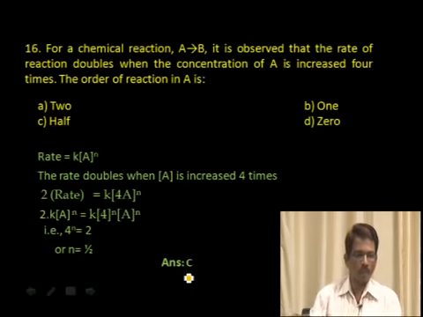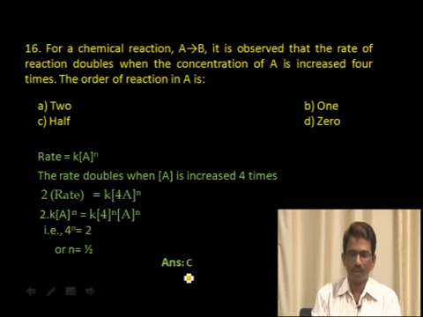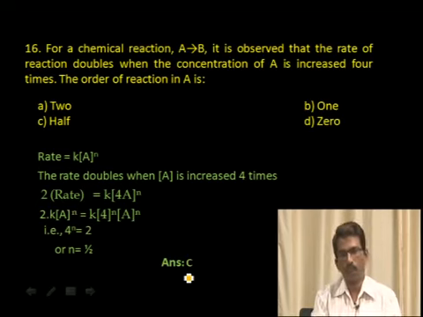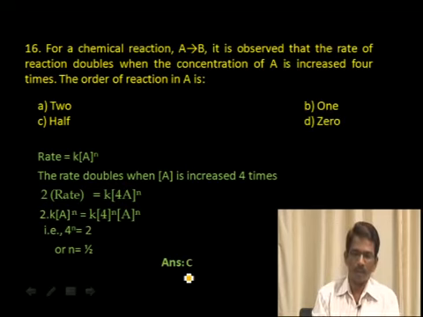Now, if we move on to question number 16, for a chemical reaction A to B, it is observed that the rate of reaction doubles when the concentration of A is increased 4 times. Normally, when the concentration of reactant is increased 4 times, if the rate does not change, we call it a zero order reaction. If the rate also increases 4 times, we call it a first order reaction. They say here the rate of reaction only doubles when the concentration is increased 4 times. Therefore, its order lies in between that of 0 and 1.